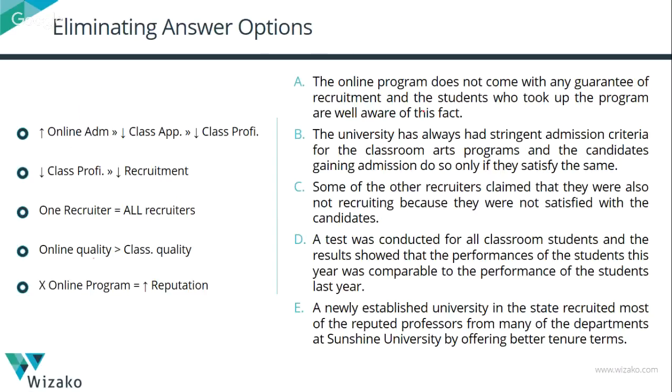Let's see. The online program does not come with any guarantee of recruitment, and the students who took up the program are well aware of this fact. So the online program doesn't guarantee recruitment. So we're saying recruitment doesn't happen for the online program. But we're not talking about recruitment for the online program. The recruitment that we're discussing in the argument is only about recruitment for the classroom programs.